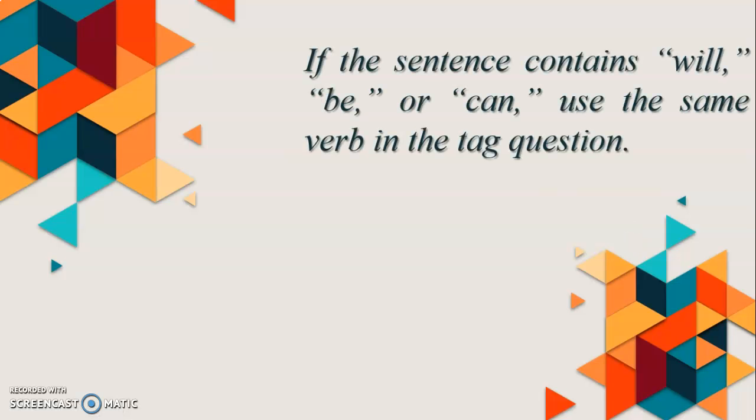Now, what happens if the sentence contains will, the verb be, or can? Use the same verb in the tag question. Okay, do not change the verb. If the sentence has will, be, or can, the tag question must also use these verbs. Okay?